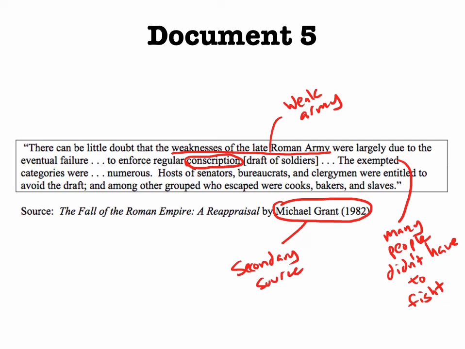Well, here we have another argument about the weakness of the military. It seems that many people weren't doing what they used to do to keep Rome strong. Of particular importance, it seems, is the breakdown of the draft process. I decided to label this one military weakness.